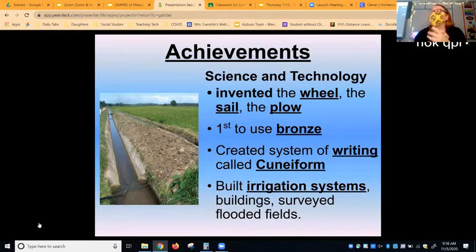They were also the first to use bronze, which is really important because before this, everyone was making their tools out of stone and rock. These guys mixed tin and copper to make the first metal tools and weapons, which meant they were stronger than people still using stone. If they had to fight somebody using stone weapons, they were going to win because the metal was stronger. It also helped them build better tools.